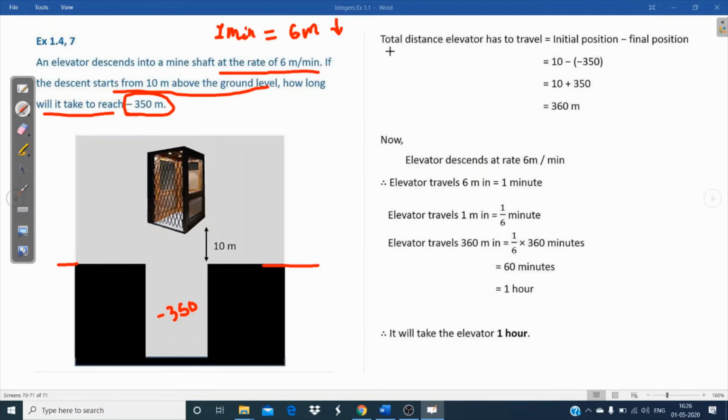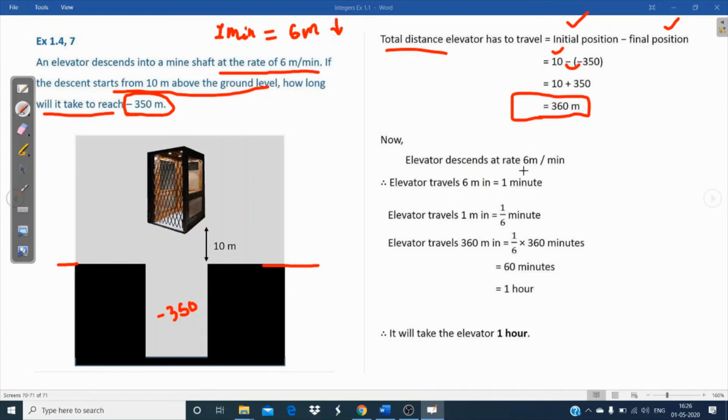Now we will first find out the total distance traveled by the elevator. So initial position minus the final position. So initial position is what? 10 meter minus what is the final position? -350. So this minus will become what? Plus. So total distance traveled by the elevator will be what? 360. Means the elevator has to travel total 360 meter.